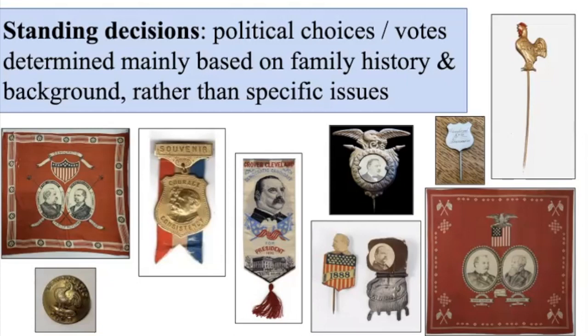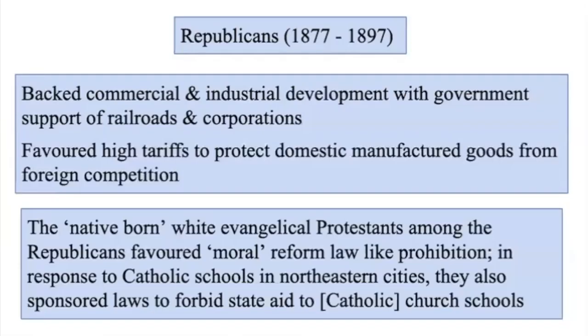These souvenirs on the slide are all from Grover Cleveland's campaigns, and they're just to show you the little tchotchkes kind of things that were distributed and worn by people during elections. The Republicans in this particular time period, 1877 to 1897, remember that the party identities and what they stand for is going to change later in the 20th century.